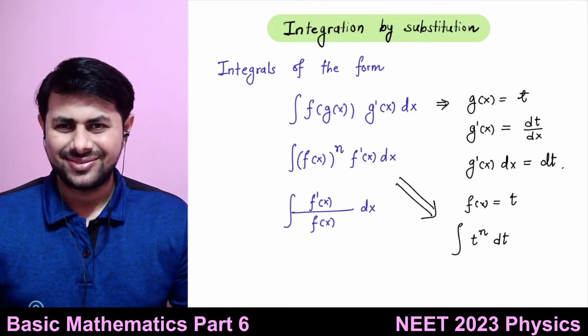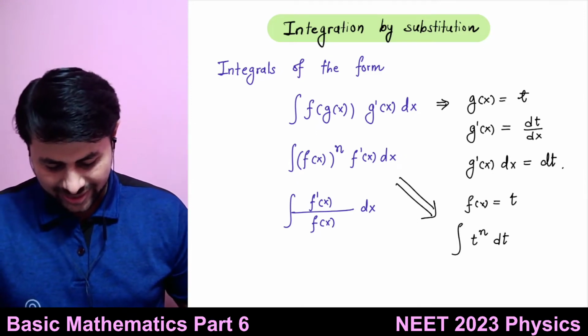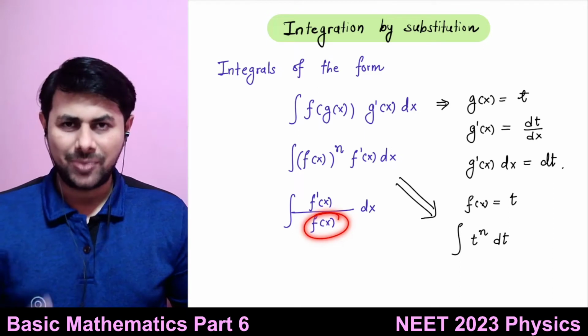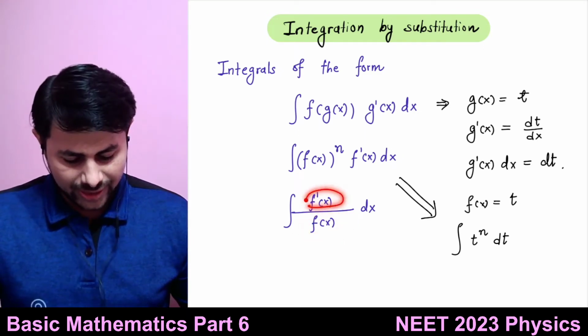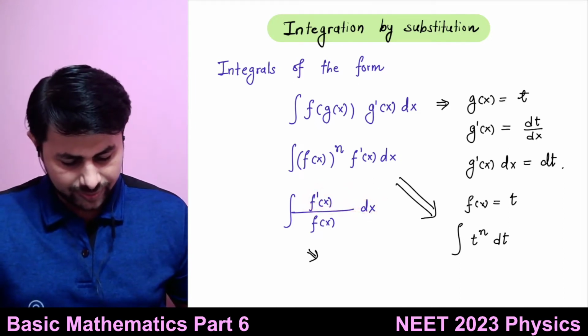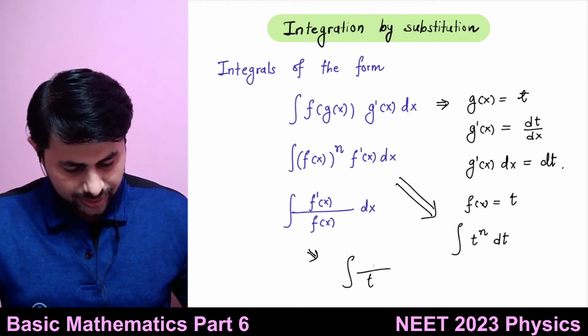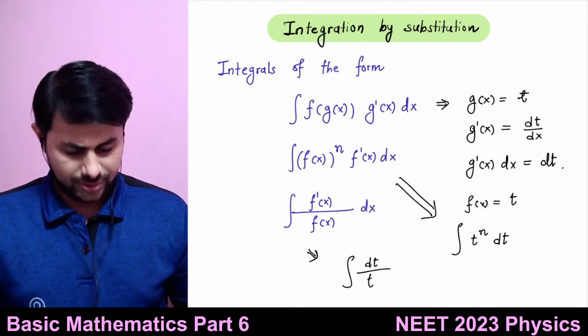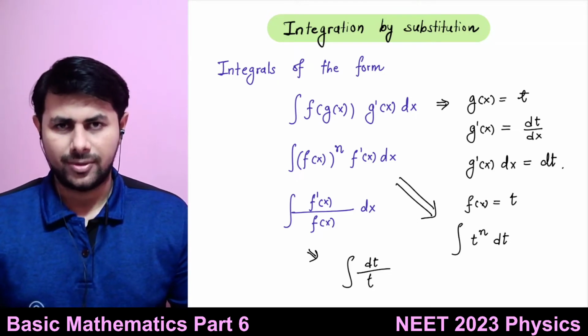Yes, sir. Okay. And then here also I will write f of x equals t. So this is simple. Then f dash x dx is dt. So this integral gets reduced to dt by t, whose integral is very simple. It's log of t plus c.